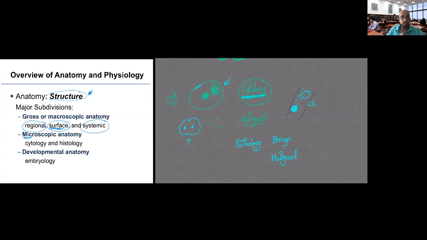Cells are rapidly dividing. And if you have an idea here about cancers, what's the simplest definition of a cancer? This is an uncontrolled cell proliferation, cell division. The cell keeps dividing rapidly to the extent that I can't control. All right, so this is going to be under the microscopic anatomy.